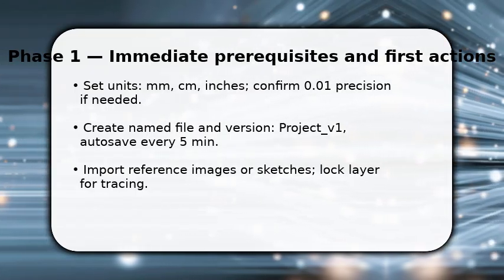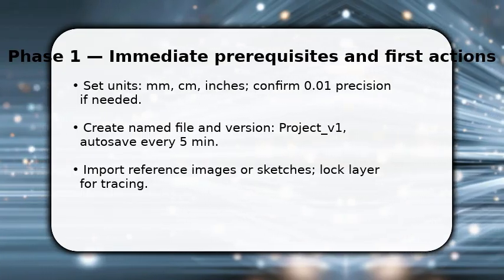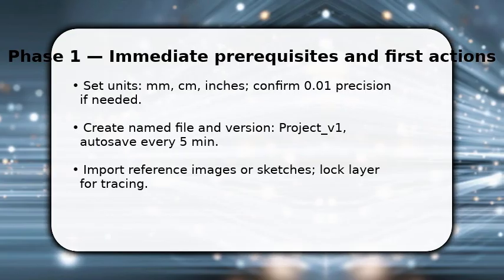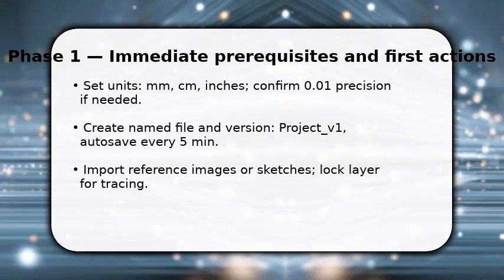Once done, sketch primary geometry with simple lines and arcs. Keep constraints minimal at first to preserve flexibility. Make sure to save a backup copy before moving to detailed modeling.